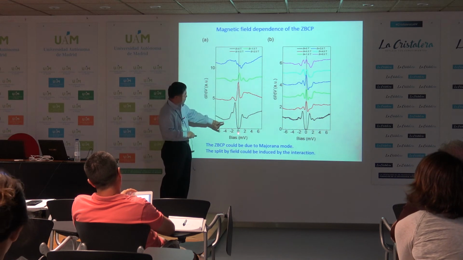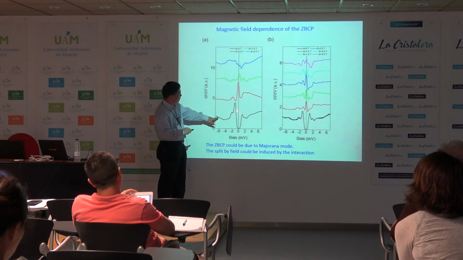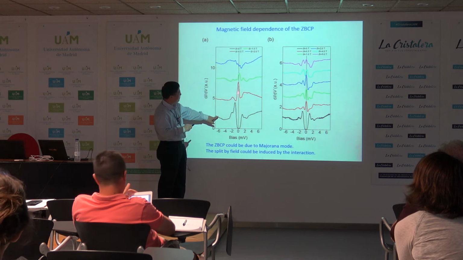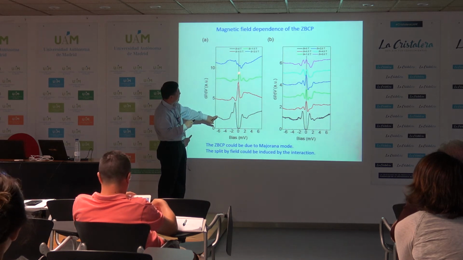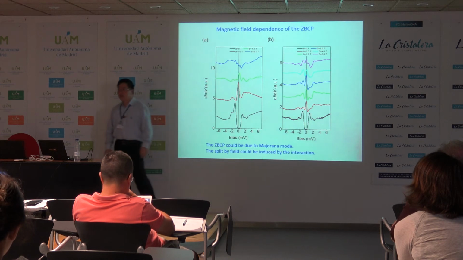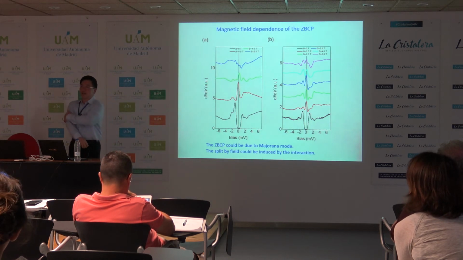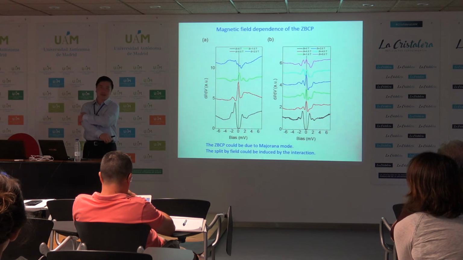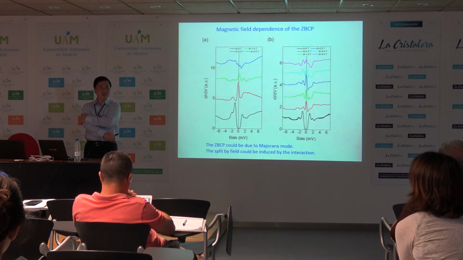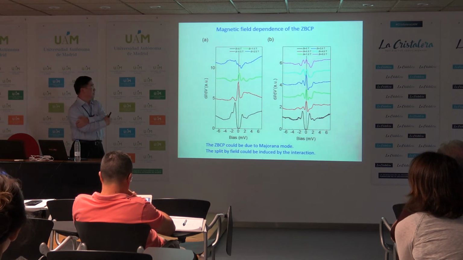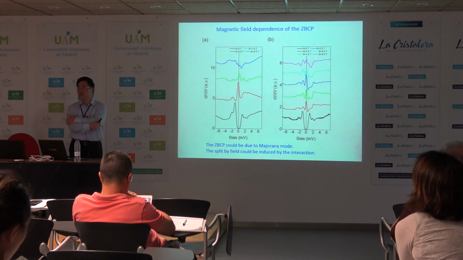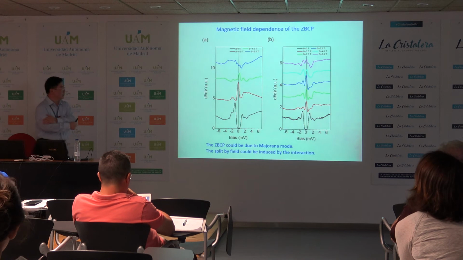This is the tunneling spectrum on the iron without field. This is in the core. You see there, this peak splits for a single vortex. With a Majorana mode, theorists tell us that it will not split. So this splitting could be due to the interaction between vortices with Majoranas, or some other reason. That we don't know.